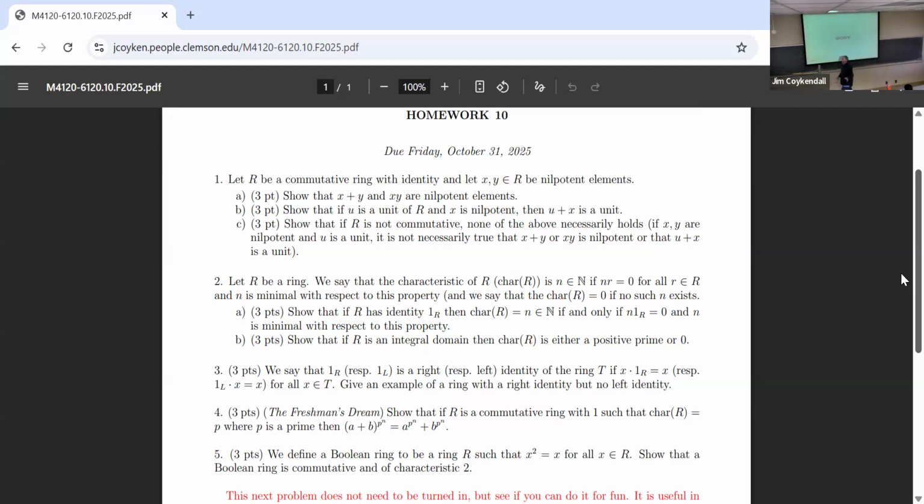I know it's time, so you can go if you've got a class that you have to rush off to. But for those of you who can stay, I'll say a couple words about the homework.